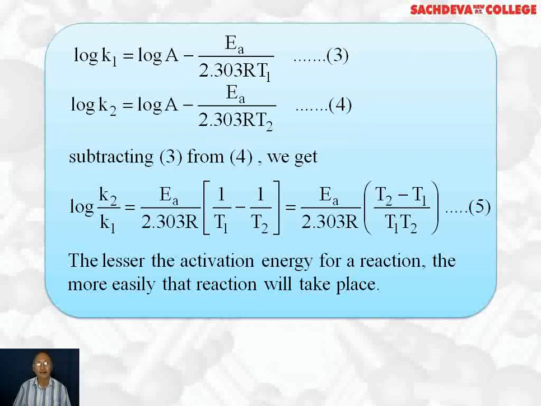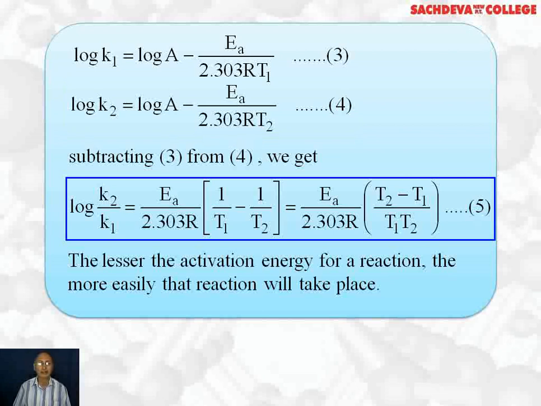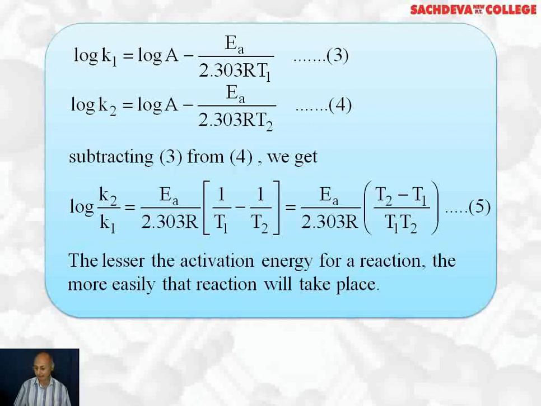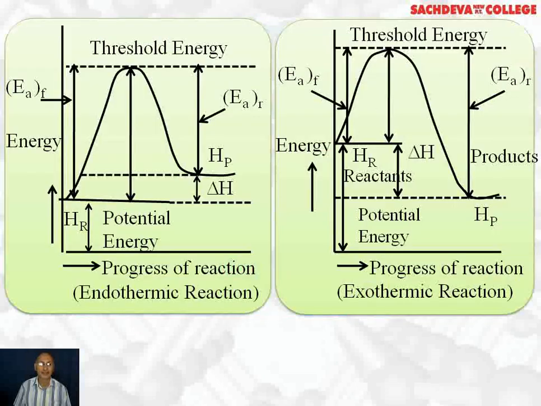Subtracting 3 from 4, we get log K2 over K1 is equal to Ea over 2.303 R into 1 over T1 minus 1 over T2, which is equal to Ea over 2.303 R into T2 minus T1 over T1 T2. The lesser the value of activation energy, the more easily that reaction will take place and the faster the reaction will be. Now we are explaining this activation energy with the help of a diagram.